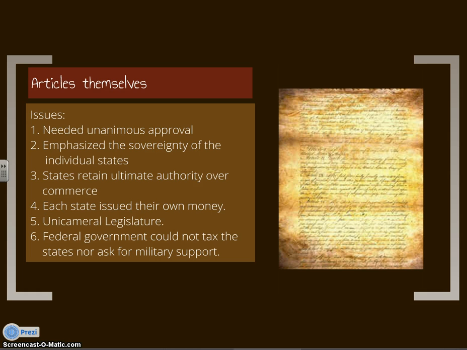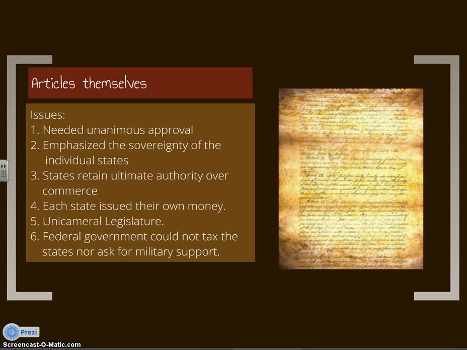There was a unicameral legislature. Uni means one, like a unicycle is one wheel. Cameral means house, so it's a one-house legislature. This was problematic because the big states felt like they had more population, so they should have more say. And the small states thought, well, we should be equal in this, and just because you have more people living there doesn't mean you should have more say in the government. And as you know, that will be fixed later on.